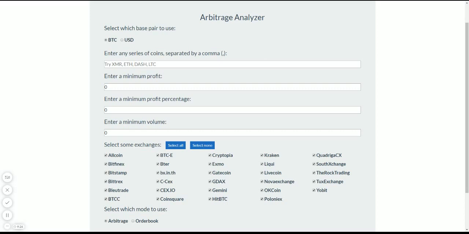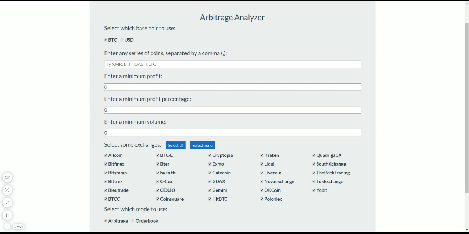Another problem lies with the fact that most of the major pairs are already crowded with bots, such as Bitcoin to USD. However, I found that with a lot of the smaller altcoins, there's still plenty of arbitrage opportunities to be found, even doing it by hand. Anyways, back to the tool itself. I'll go through each of the UI elements and then run through a quick demo.